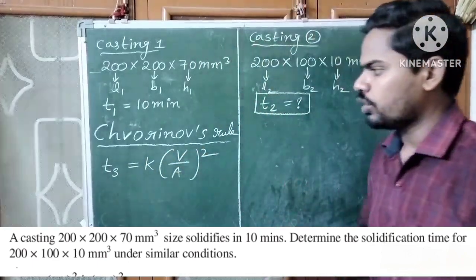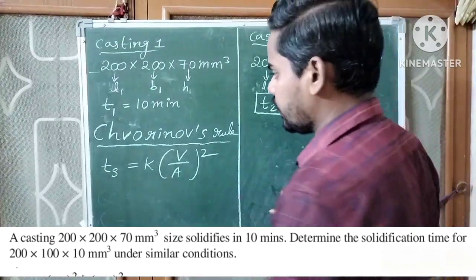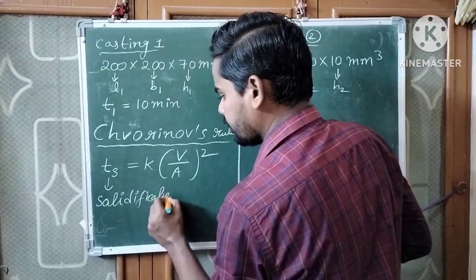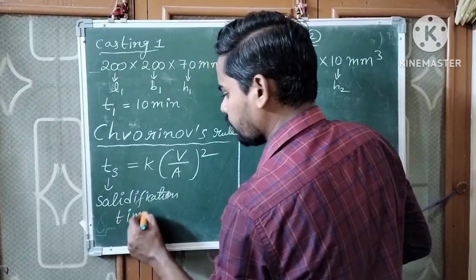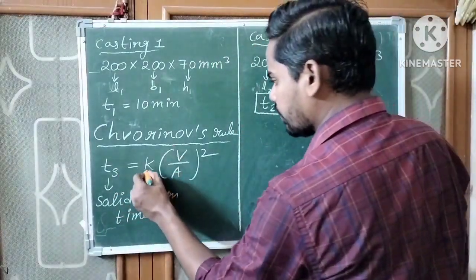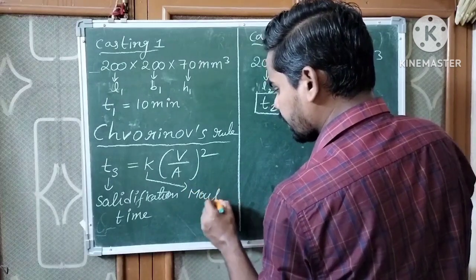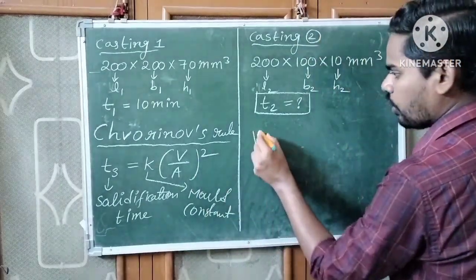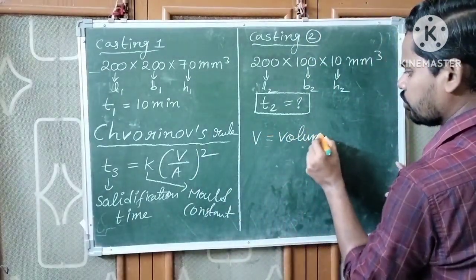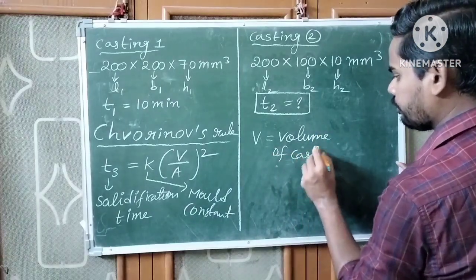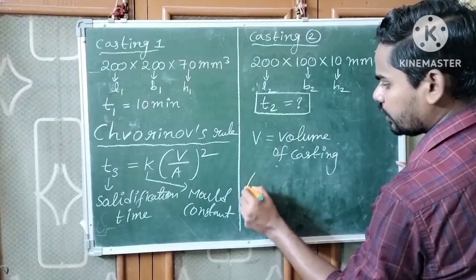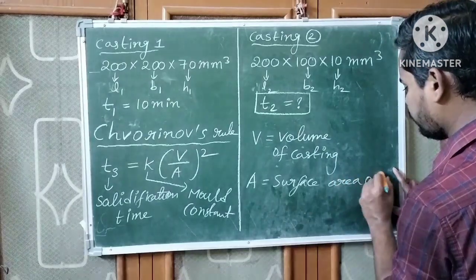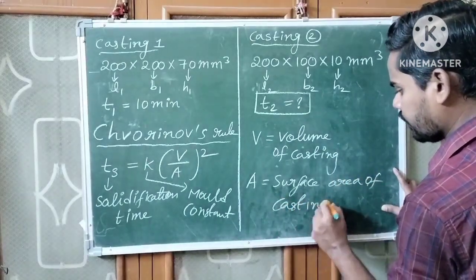Solidification, Ts means solidification time. So solidification time is equal to K into V by A whole square. Here K is called mold constant. Remember, here K meaning is mold constant. Okay. And what is V? V for volume. V is equal to volume of casting. And what is A? Total surface area of casting.